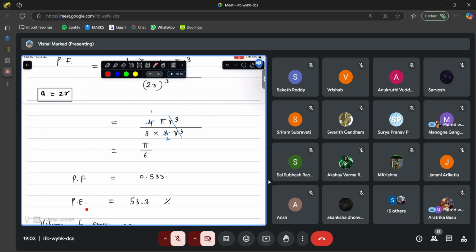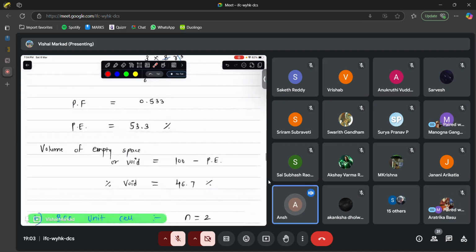So the packing efficiency I have to write in percentage, which is 53.3%. This value is fixed. It will not change. Whenever a question comes in the exam asking for the packing efficiency or packing fraction of the simple cubic unit cell, this is a fixed universal value, 53.3. Clear?